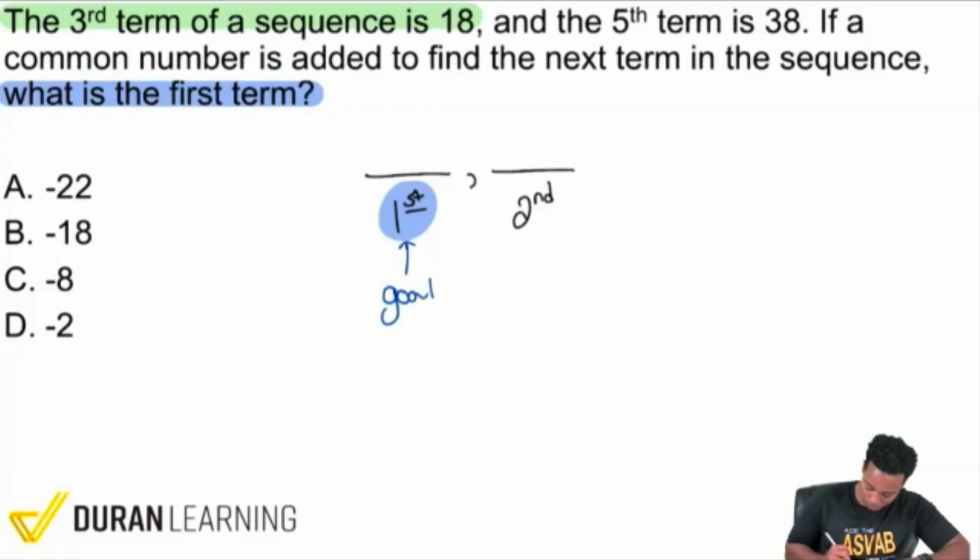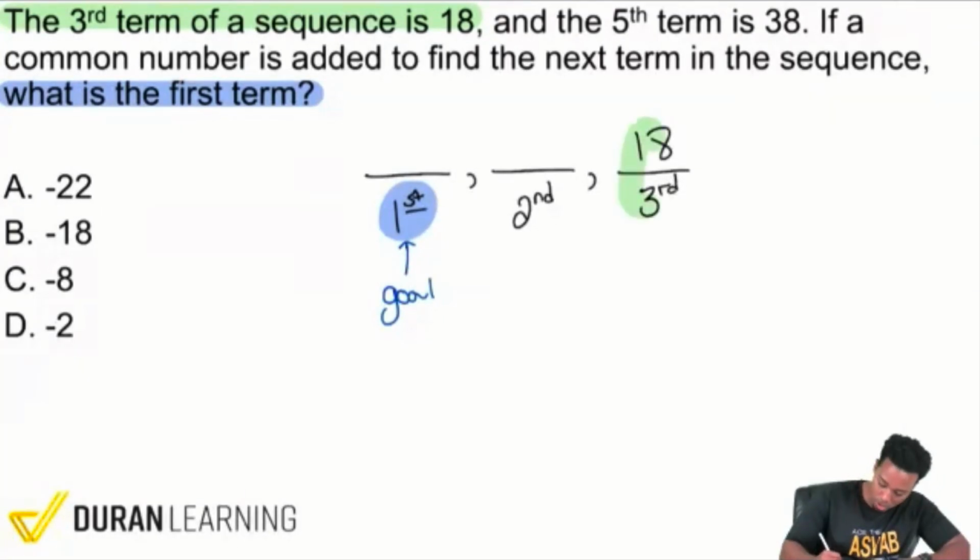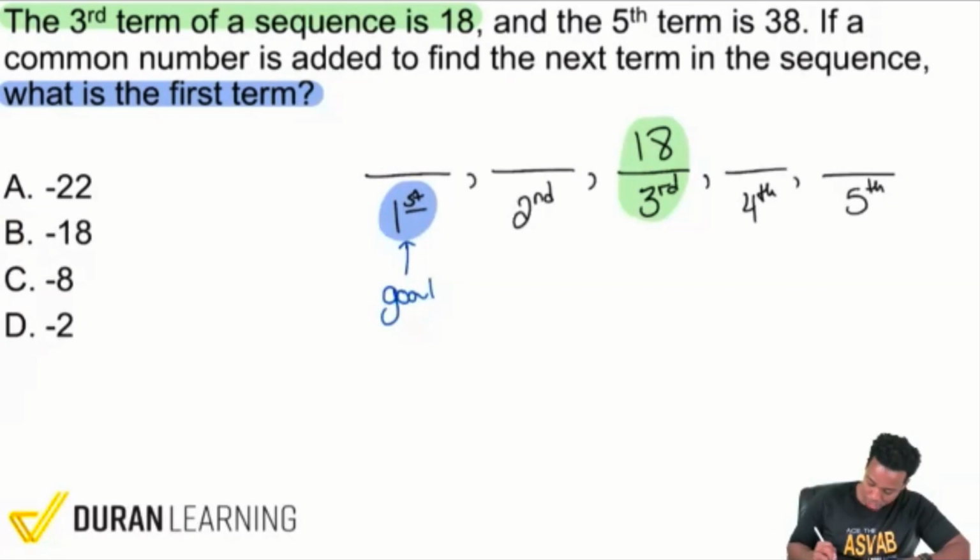I don't know what the second term is. I do know what the third term is, apparently. The third term is 18. Okay, that's what I got from there, the highlighter. Then the fifth term is 38. Okay, sounds good. Don't know what the fourth term is. I got the fifth term, and that's going to be 38. Sounds good. Cool. All right.